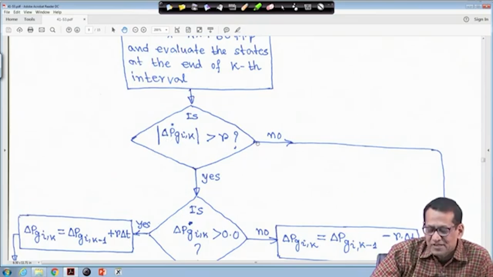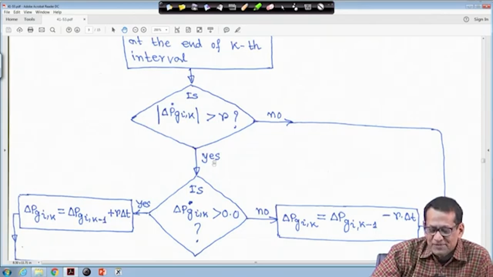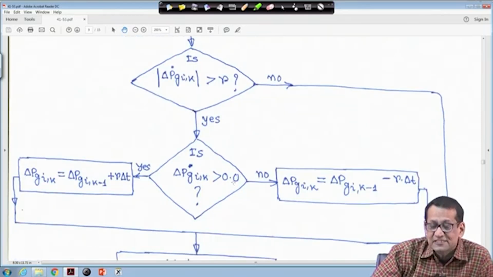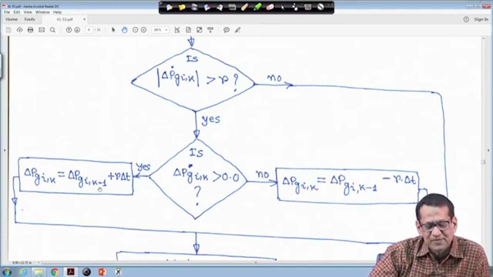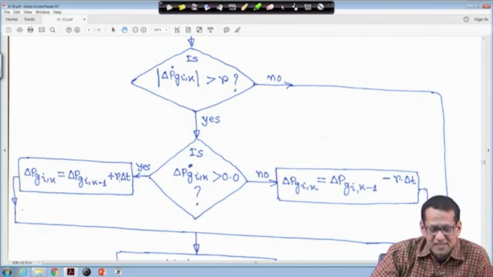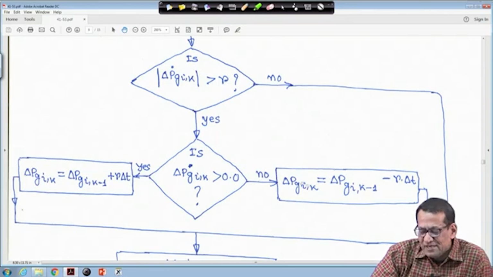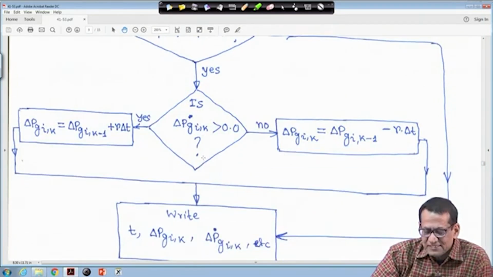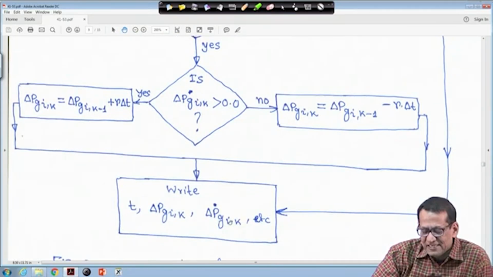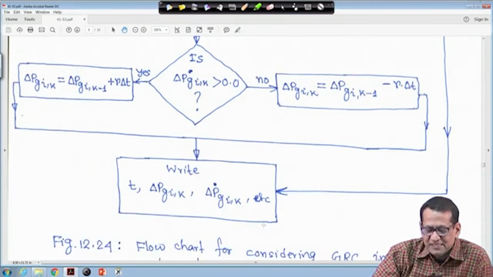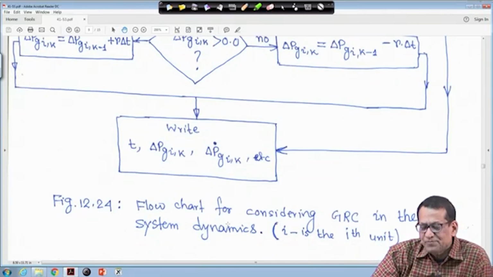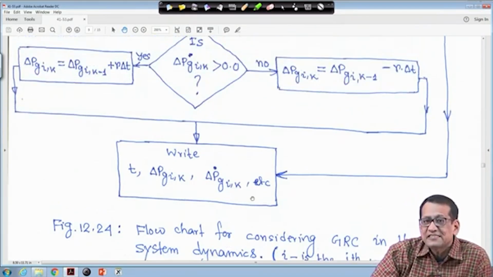First you have to check; if it is no, then you go directly, but if it is yes, then you check whether it is greater than 0 or not. If it is positive, then delta Pgi k is equal to delta Pgi k minus 1 plus r into delta t. So, it moves like a straight line. And if it is negative, then delta Pgi k will be delta Pgi k minus 1 minus r into delta t. After that you write all the state variables, and this is the flow chart for generation rate constant.